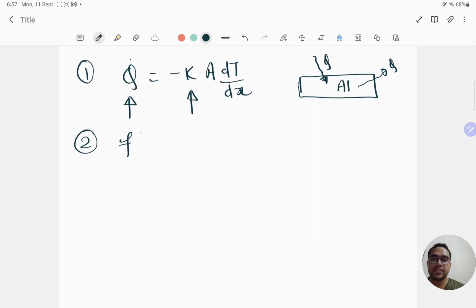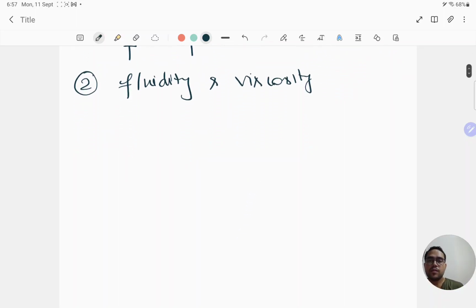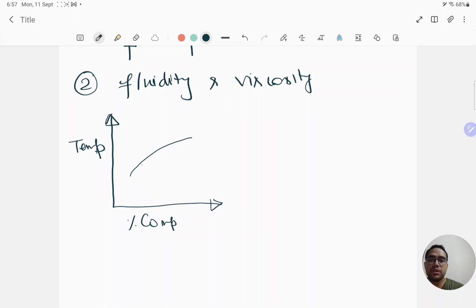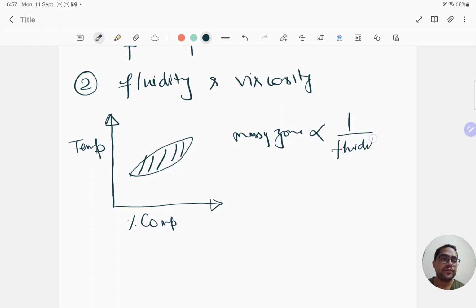Second reason is its fluidity and viscosity. Suppose this is the curve of temperature versus percentage composition. If you look at the mushy zone, it is very less, and from casting we know that the mushy zone is inversely proportional to the fluidity. So due to the less mushy zone, fluidity is very high in case of aluminum.